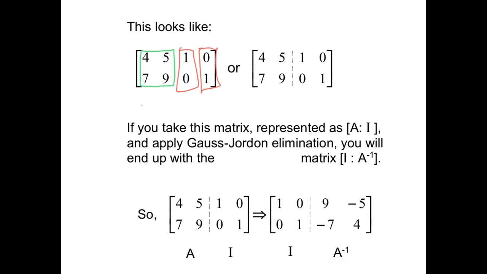So here's the bottom line. If you take your matrix of coefficients and you join that with the identity matrix and you do row operations until what used to be A is now the identity matrix, then what appears on the right will be the inverse of that matrix.